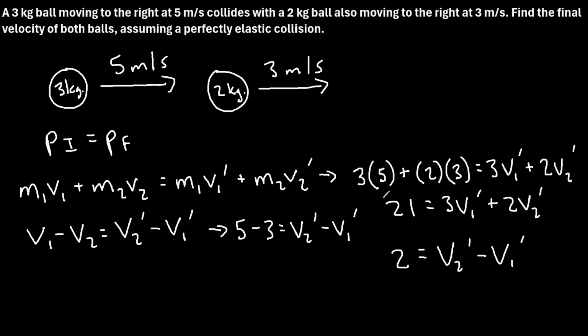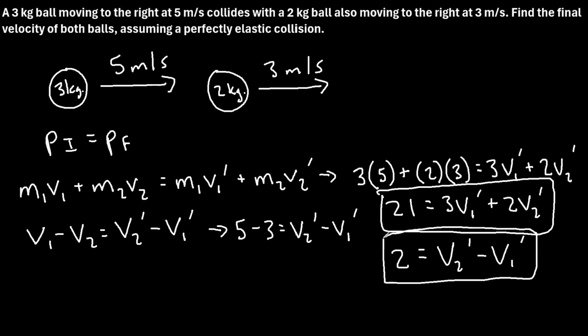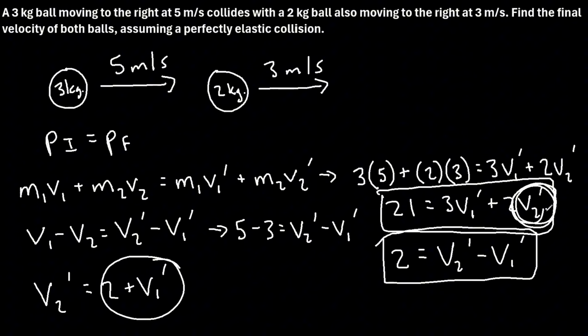Now what we have is two equations that both have two unknowns. So we can solve for one of these variables and then substitute it into the other equation. It doesn't matter which equation we choose, but it looks like it will be easier to work with this second equation. To solve for v2 prime, we can just add v1 prime to the left-hand side. So v2 prime is equal to 2 plus v1 prime. Now we'll take this value for v2 prime and plug it into the v2 prime in the first equation.